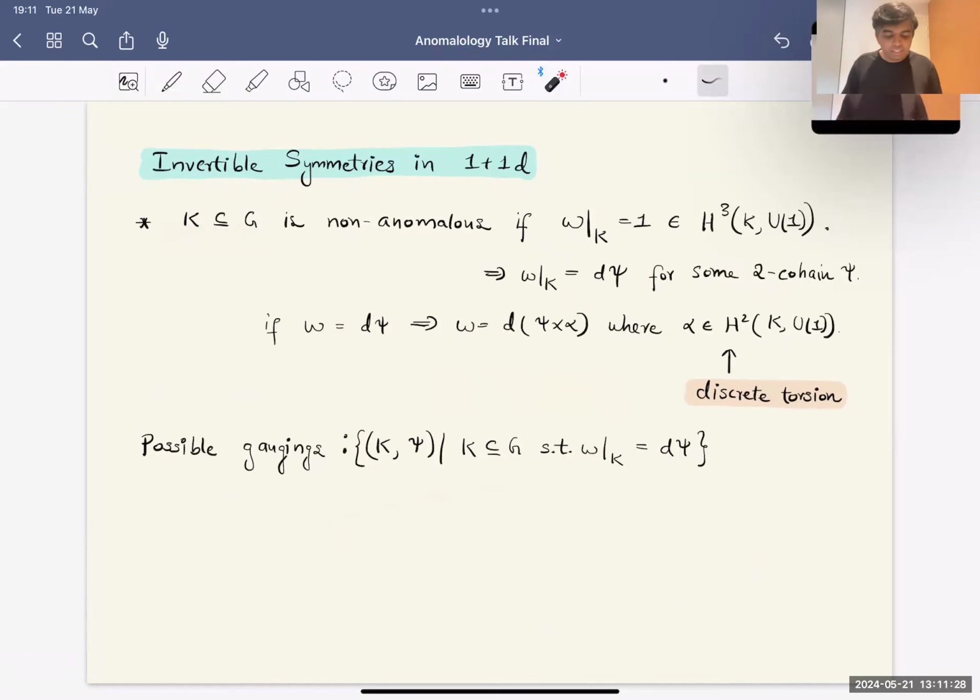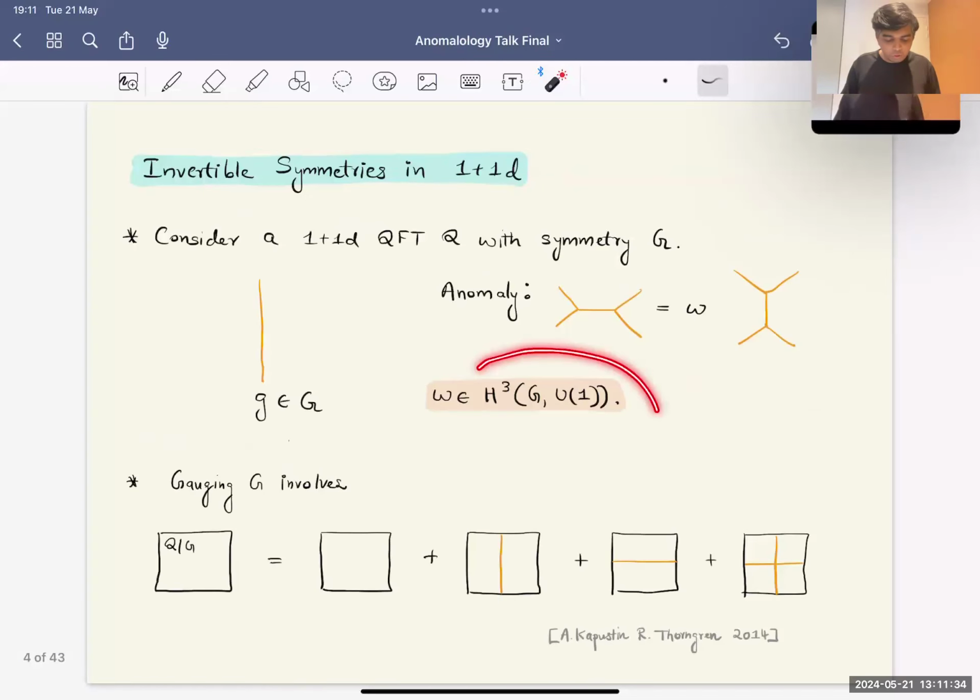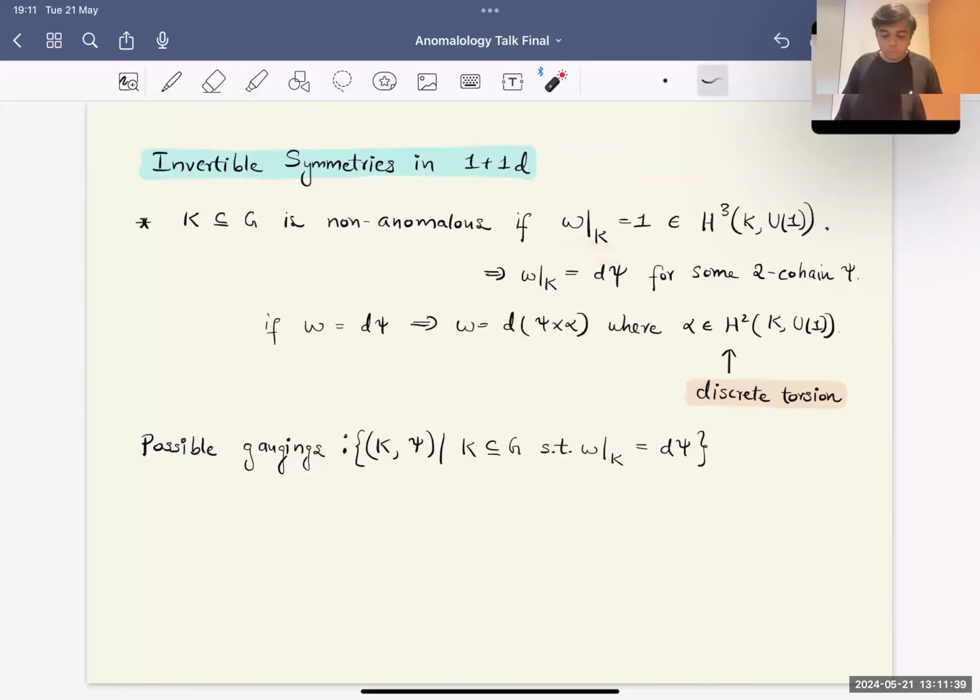So how do we determine that? It means that this omega, which is some cocycle, an element of this cohomology group which depends on G, if we restrict it to K, should be trivial in the cohomology of K. So the anomaly is non-trivial in the full group, but it restricts to something trivial in the subgroup. But there are multiple ways of understanding this restriction. Omega restricted to K should be trivial in cohomology, which means that omega restricted to K is some d psi for some 2-cochain. There is some function on the group, and d psi is this omega.